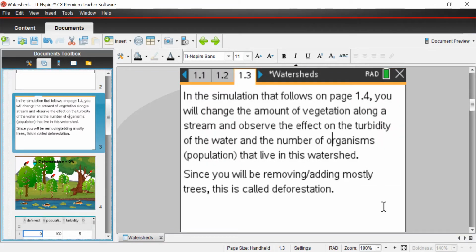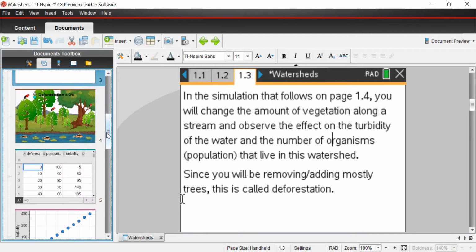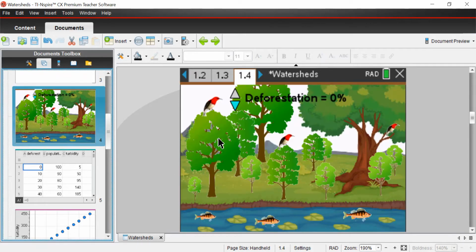All right. So page 1.3, in the simulation that follows on the next page, you'll change the amount of vegetation along the stream, observe the effect on the turbidity of that water, and the number of organisms. So the population that inhabits this area of forest that live in this watershed. Since you will be removing and adding mostly trees, this is called deforestation. Okay, we're not really going to be adding many trees. We're mostly going to be removing them.